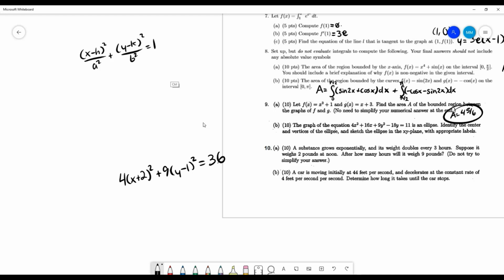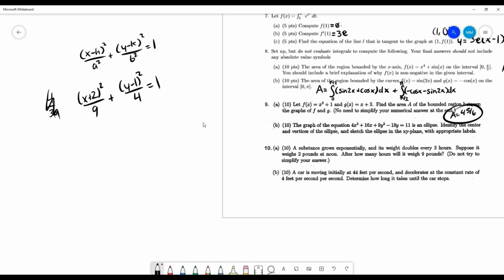Because from here, in order to get it into something like this, I just have to divide it all by 36, right, to make that equal to 1. So it's going to be 4 divided by 36 for that, which simplifies, what does that simplify to? 36 divided by 4 is 9. So it's going to be x plus 2 squared over 9 plus 9 divided by 36. It's going to be 1/4. So it's going to be y minus 1 squared over 4 equals 1.